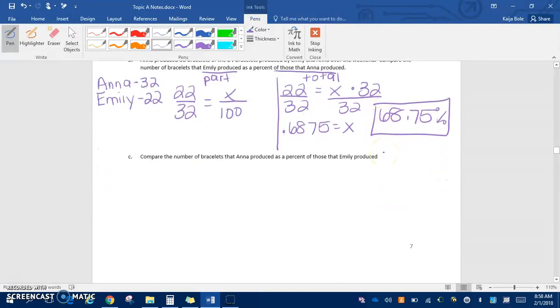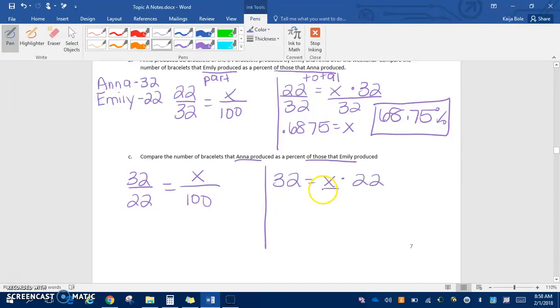C says compare the number of bracelets that Anna produced as a percent of those that Emily produced. So same idea as above, but now we're doing the opposite setup. Our proportion would be opposite. We'd still have our x over 100, but now our part is Anna, which is 32, and our whole is Emily. Our equation would be 32 equals x times 22. If we divide by 22 on both sides, we get 1.45 equals x. When we make that into a percent, it would be 145%.